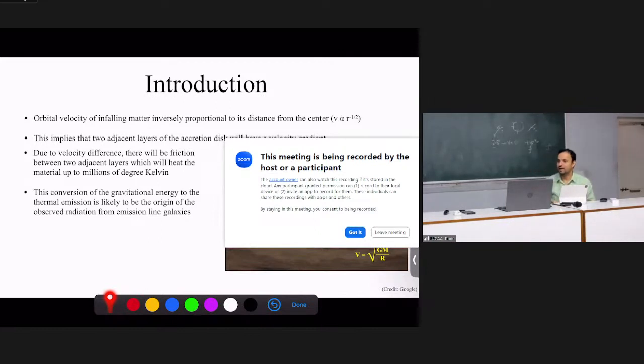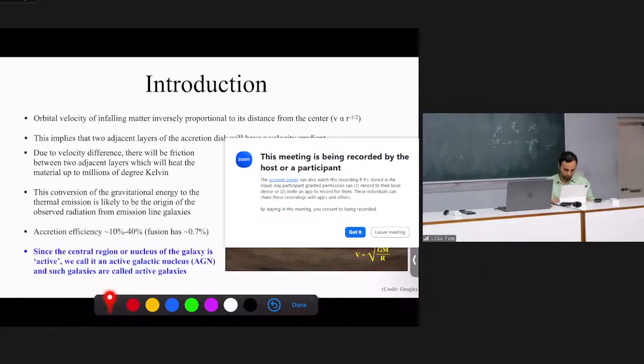And I'm talking about only the central region of the galaxy, not the whole galaxy. This region is tiny. Suppose this whole galaxy is like this room, then this central region will be this big, or maybe even smaller. Now imagine that such a small place is emitting so much radiation.